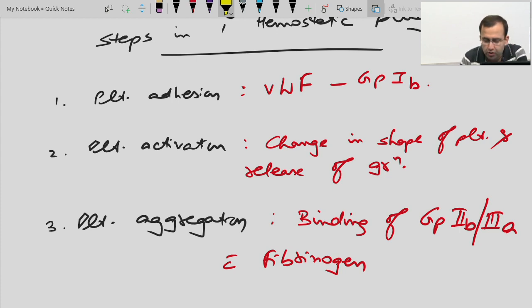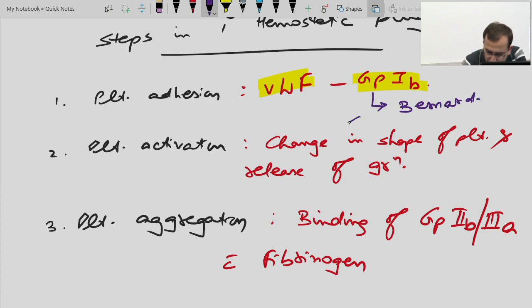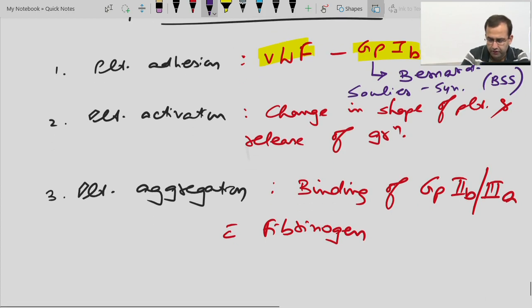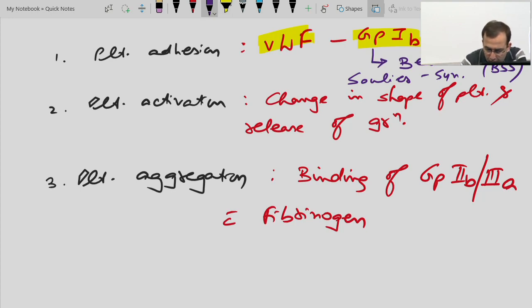Next, there are 3 diseases associated with this. First is von Willebrand disease. Next, a defect in GP1B is associated with Bernard-Soulier syndrome, BSS. And the last is a defect in GP2B3A, which is a defect in platelet aggregation, associated with Glanzmann's thrombasthenia.